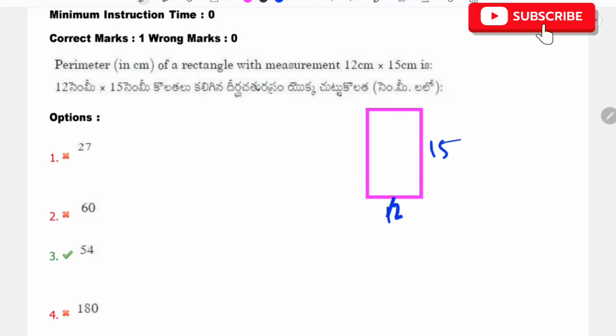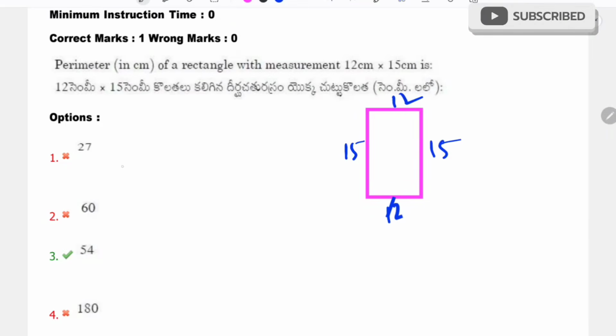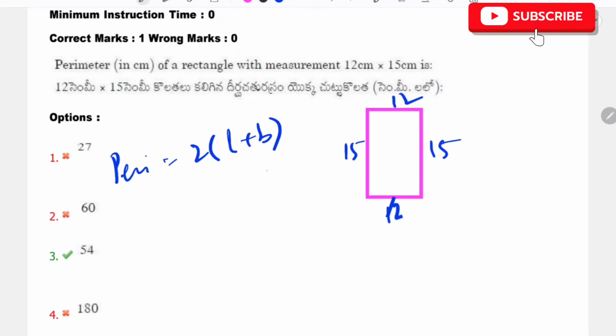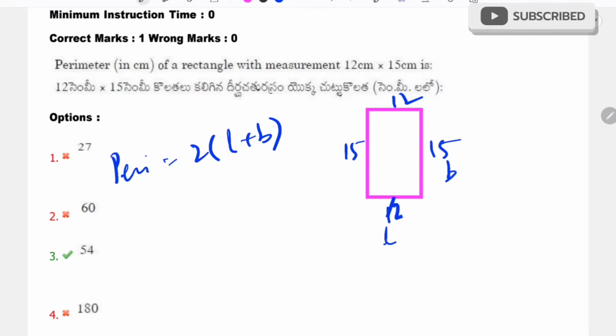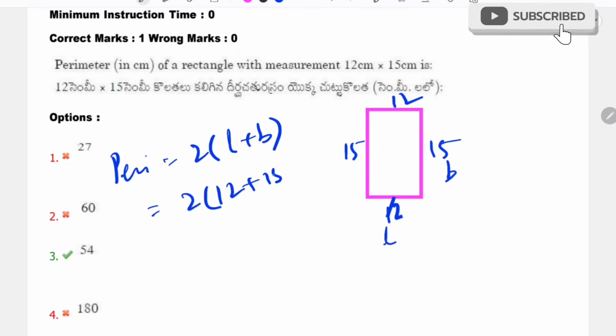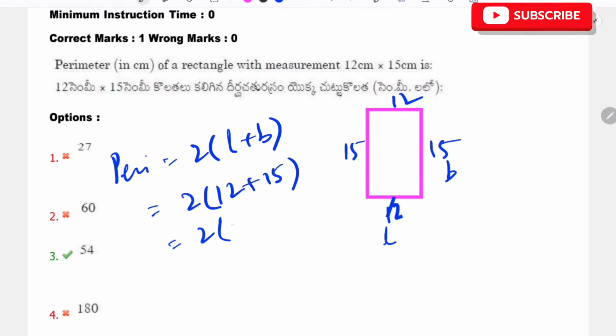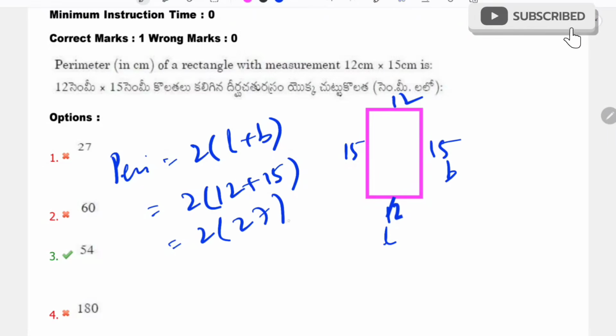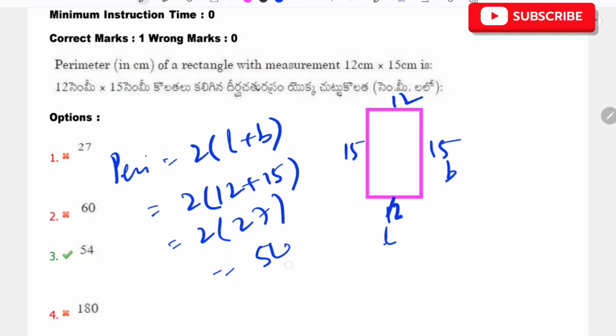So there is a formula for this. So 12 plus 12 plus 15 plus 15. In that way also you can do, because this is also 15, this is also 15. So the perimeter of a rectangle formula is 2 into (L plus B). This is length and this is breadth. That is 2 into (12 plus 15), 2 into 27. So 2 into 27, 54.